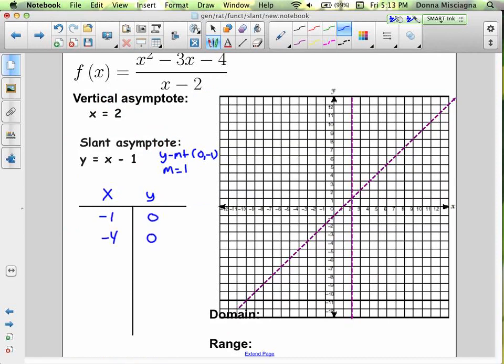I did not find my y-intercept on the other page. Let's find my y-intercept. If x is 0, y would be 0 squared minus 3 times 0 minus 4, divided by 0 minus 2. Well, I got a lot of zeros in there. And that's going to simplify to negative 4 divided by negative 2, and that's just 2. So there we have 3 points.